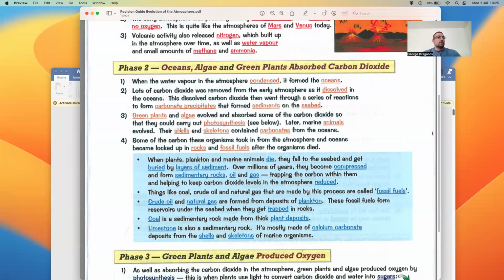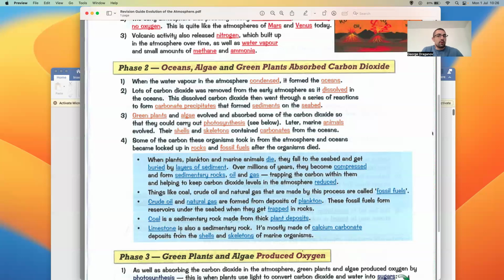Also, marine animals that later evolved had shells that contain carbon. When they died and turned into rocks and fossil fuels, they stored the carbon. When an animal dies, it falls on the seabed and gets buried by sediment. When it gets compressed at a high temperature and with a lack of oxygen, it essentially turns to crude oil. And these fossil fuels have a lot of trapped carbon in them.